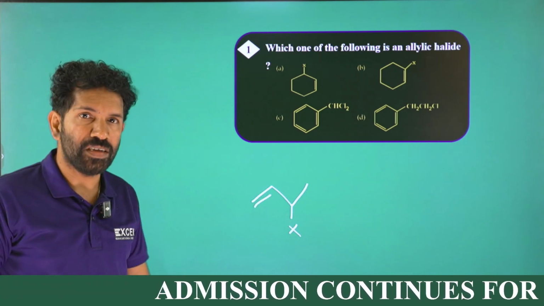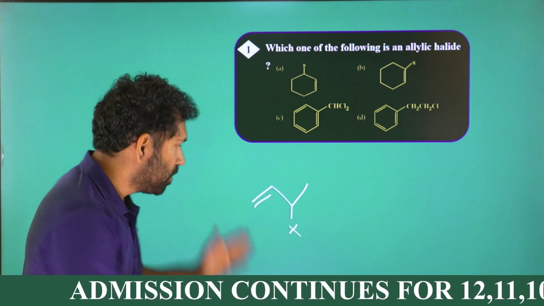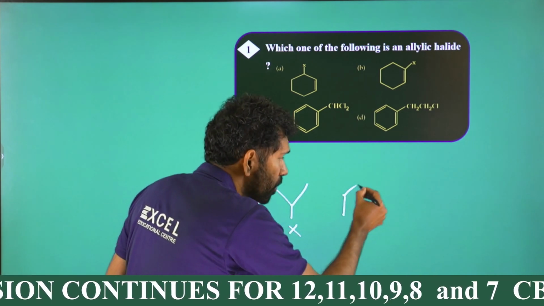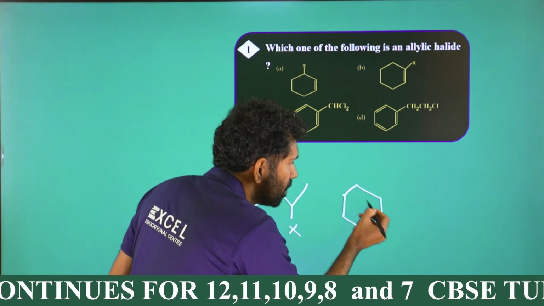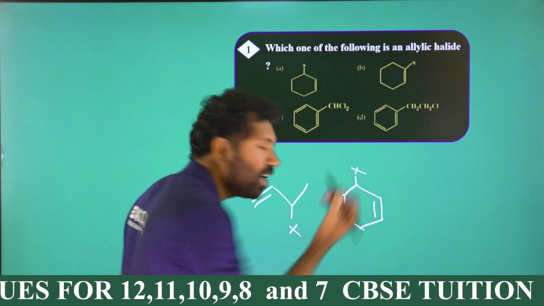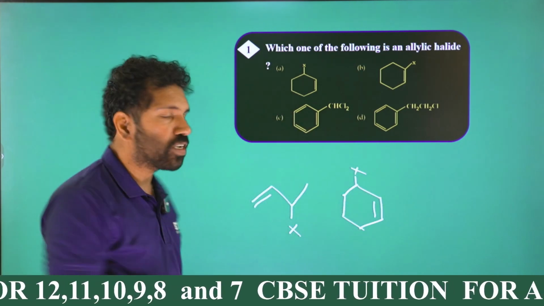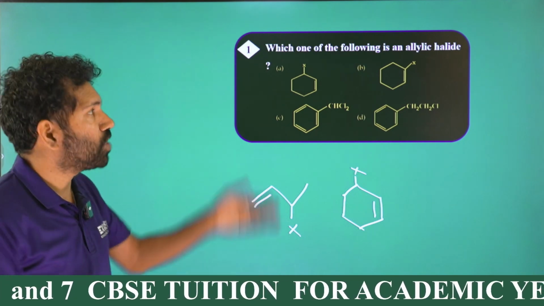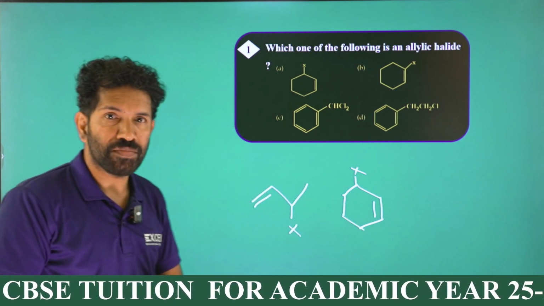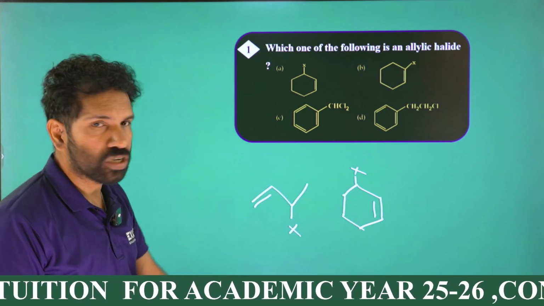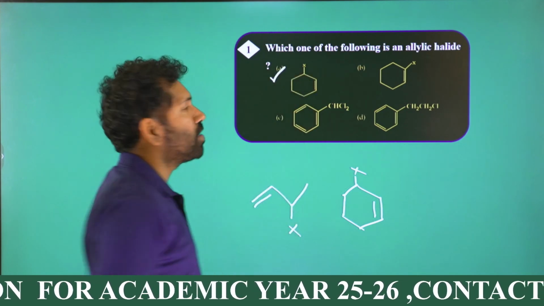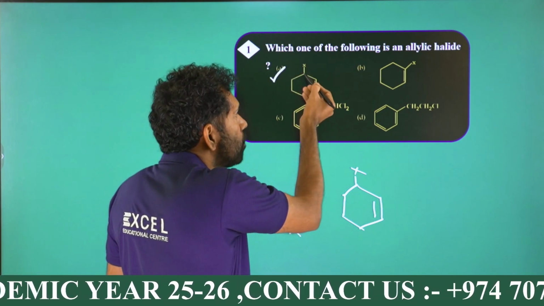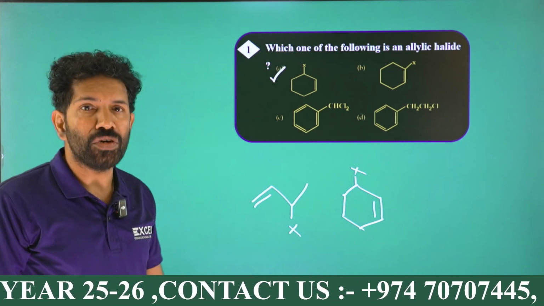This is an allylic halide. Here, halogen is connected to a single bonded carbon next to the double bond. This is also an allylic halide. Okay, this is also an allylic halide. Reason: halogen is connected to a single bonded carbon next to the double bond. So that condition is satisfied in the first option. You can say this is coming under allylic halide. Here you can see halogen is connected to a single bonded carbon next to the double bond.